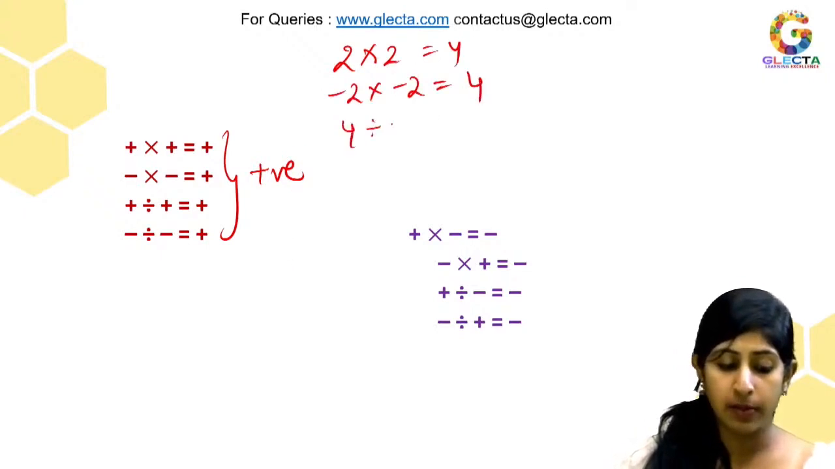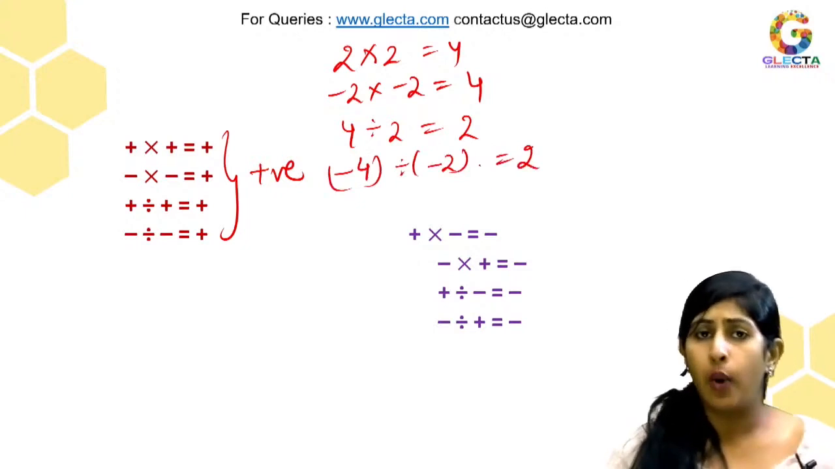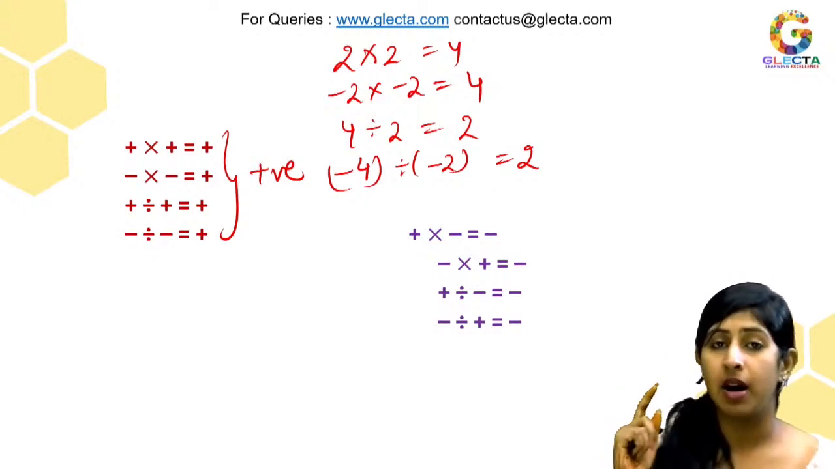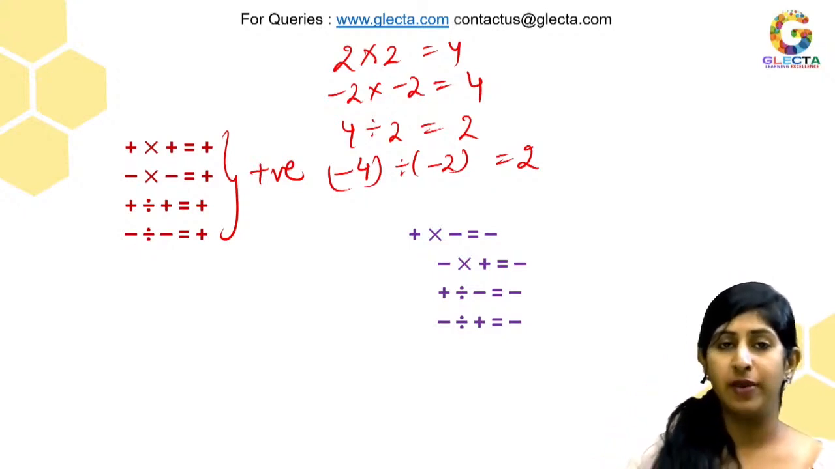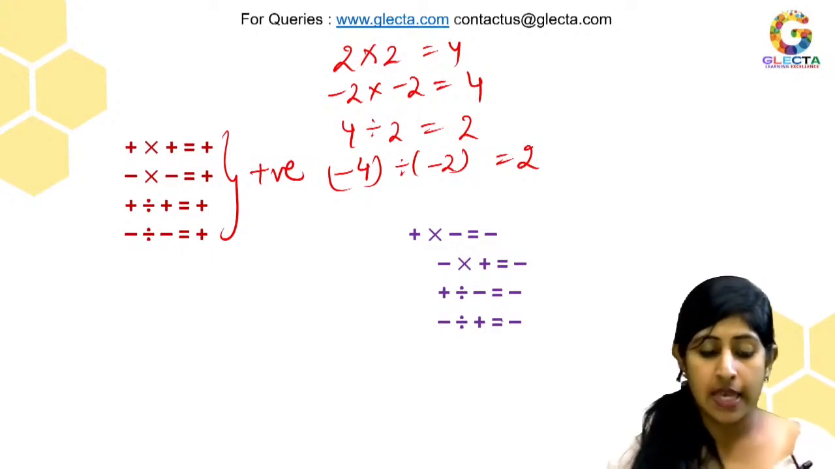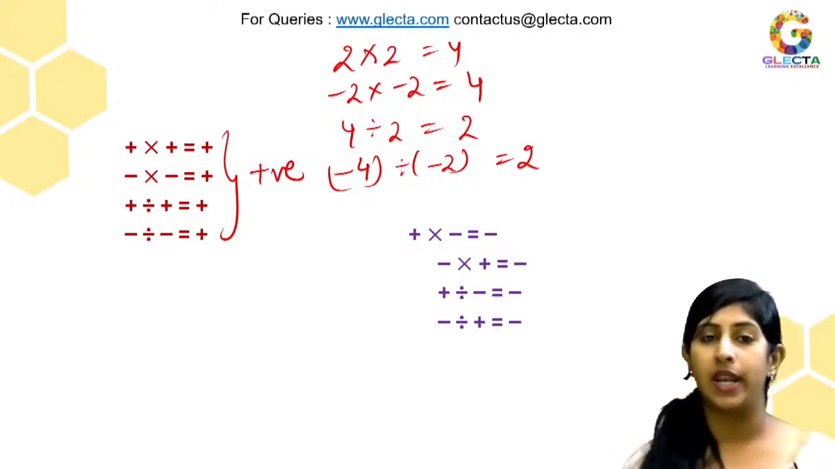Now 4 divided by 2 is 2. But minus 4 divided by minus 2 is also 2. Why? Because whenever my signs are same, then my answer is always going to be positive, be it that the sign is positive or that both of them are negative. But now what if I'm taking one positive, one negative?